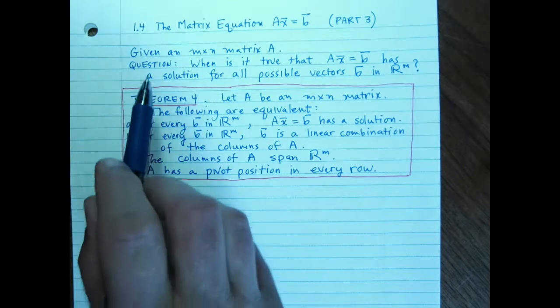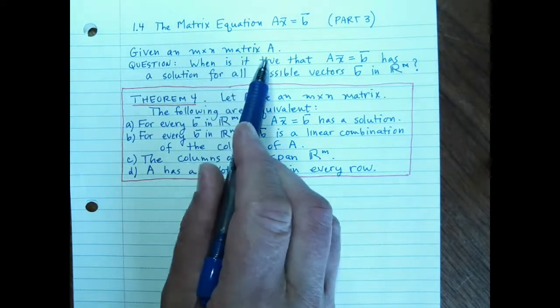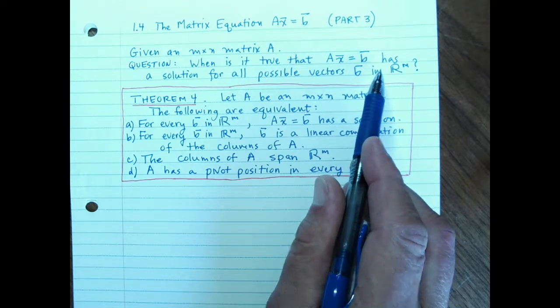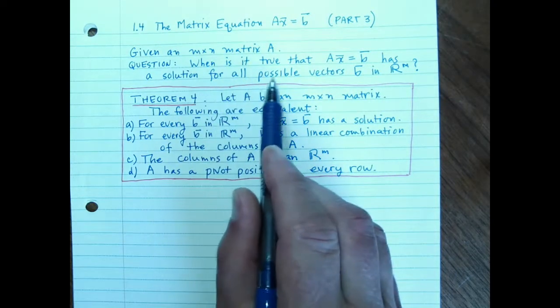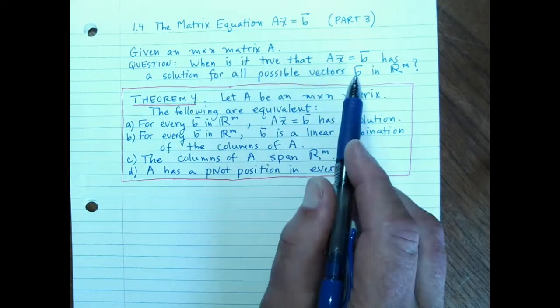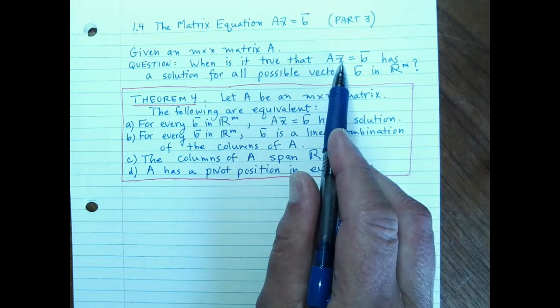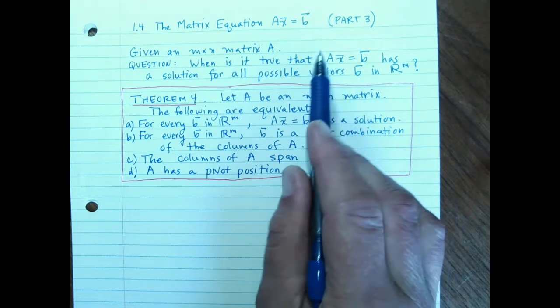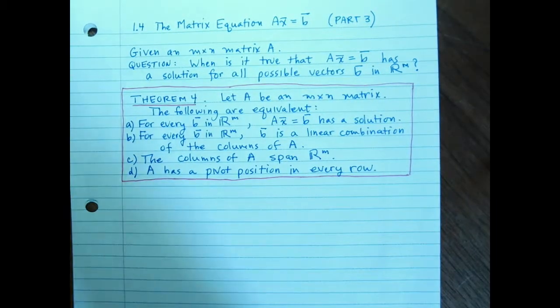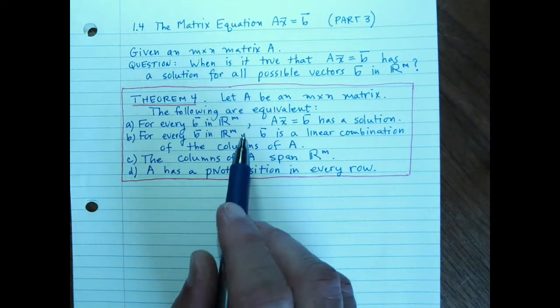The question in this part is, given an m by n matrix A, when is it true that Ax equals b has a solution for all possible vectors b in Rm? So each vector b will have its own solution, but can you actually solve this no matter what vector you put in the position b, no matter what vector you put from Rm? And the answer to this question is summed up in Theorem 4 from our textbook.